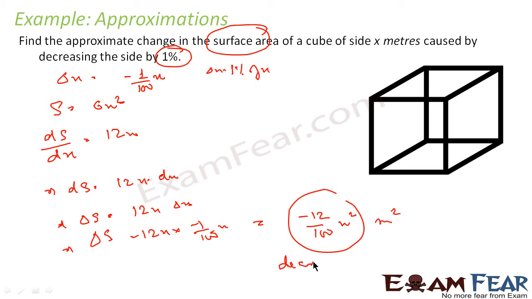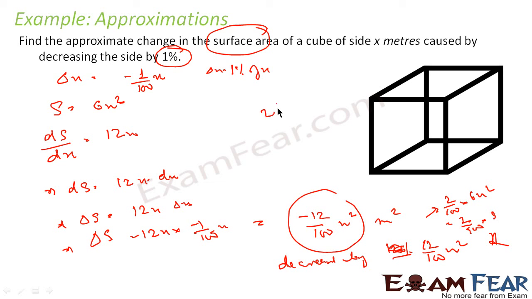So I can say that it decreases by 12 by 100 into x square. If you observe carefully, this is nothing but 2 by 100 into 6x square, or 2 by 100 into s. So you can say that this is 2% of the surface area. You can write 12 by 100 x square also, or you can say 2% of surface area.